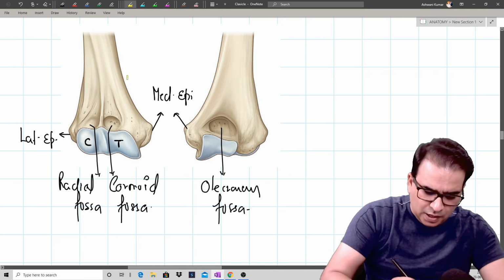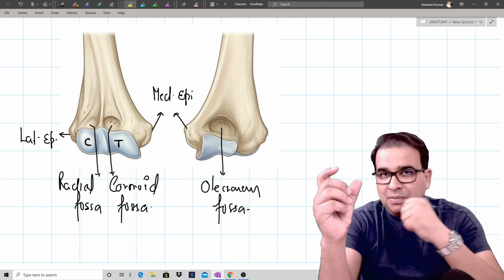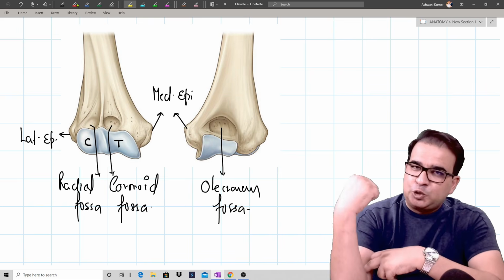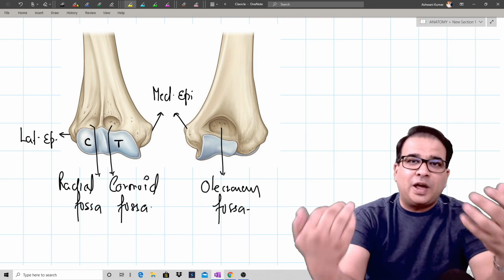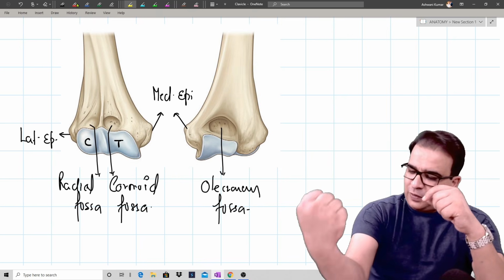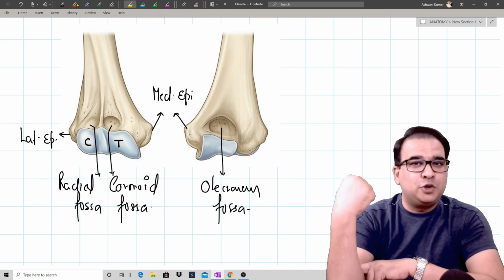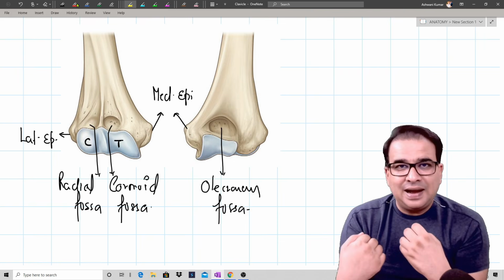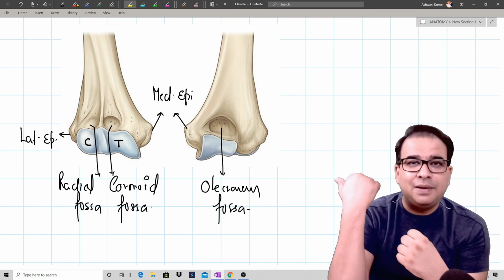What's the importance, guys? What are these fossae all about? The radial fossa above the capitulum, because remember below the capitulum was the radial head. In the flexion of the elbow joint, the circumference of the head of the radius needs some space to accommodate inside. If there is no fossa above this capitulum portion, then your flexion will not be able to complete, because the radial head will actually engage with the lower end of the humerus here. So this fossa is accommodating a part of the radial head inside, and that increases the range of motion in the elbow.